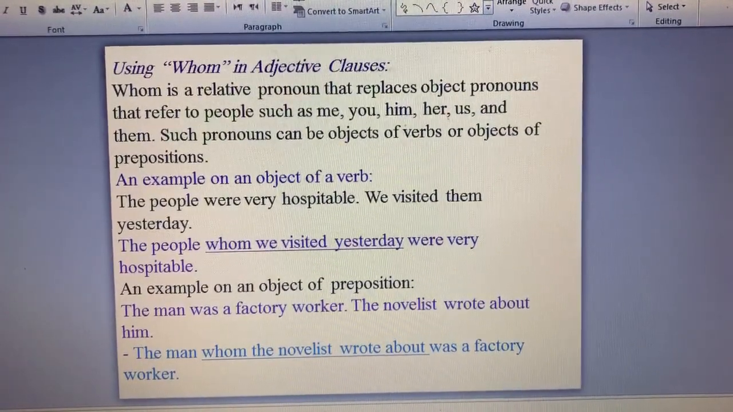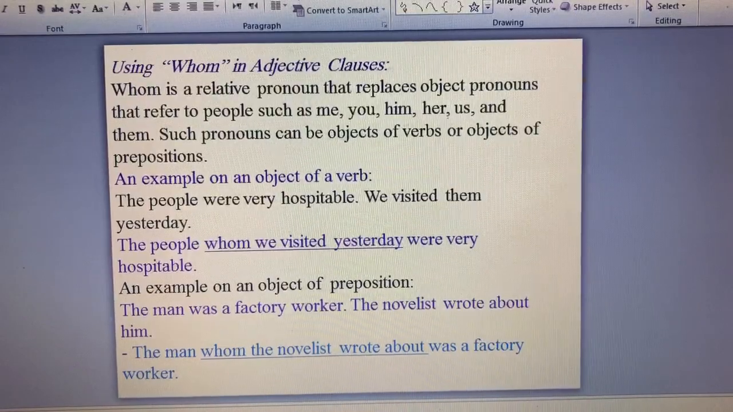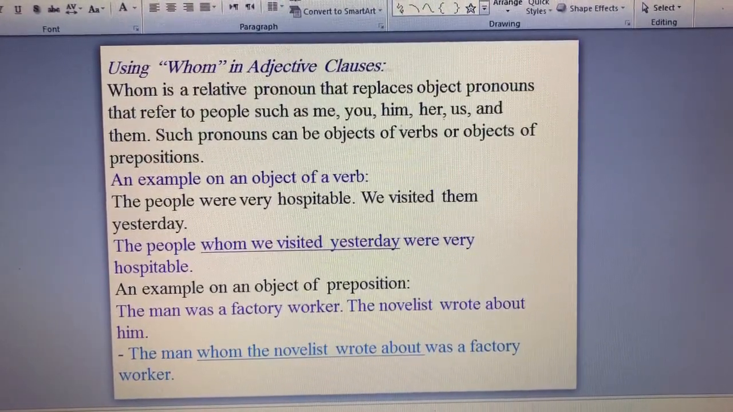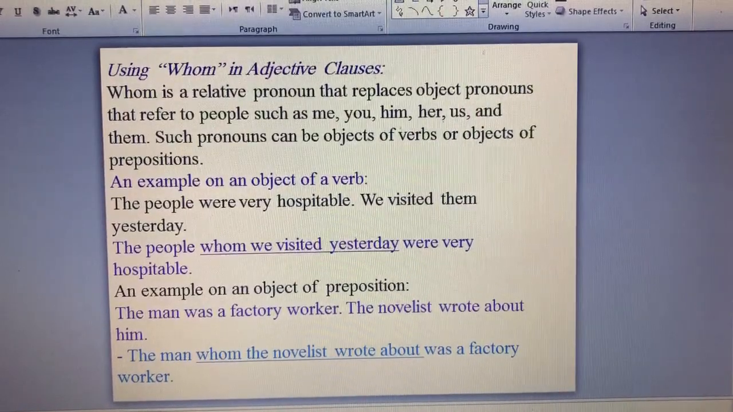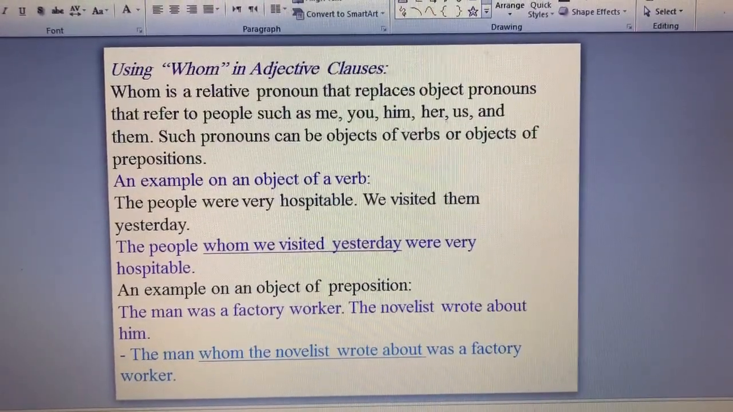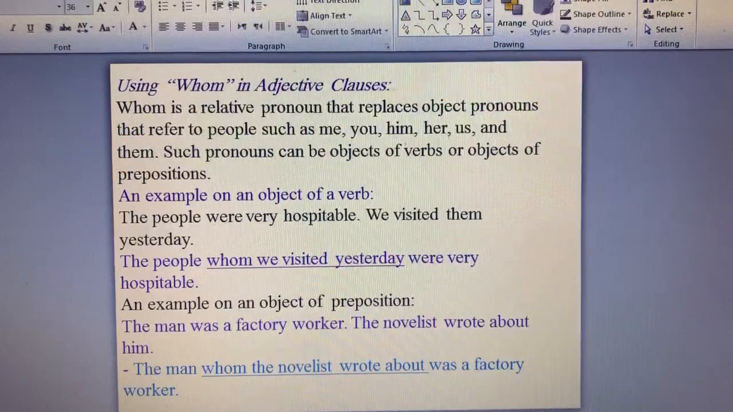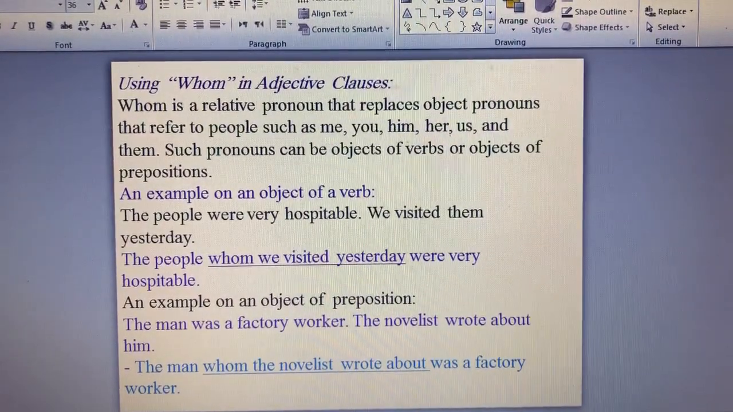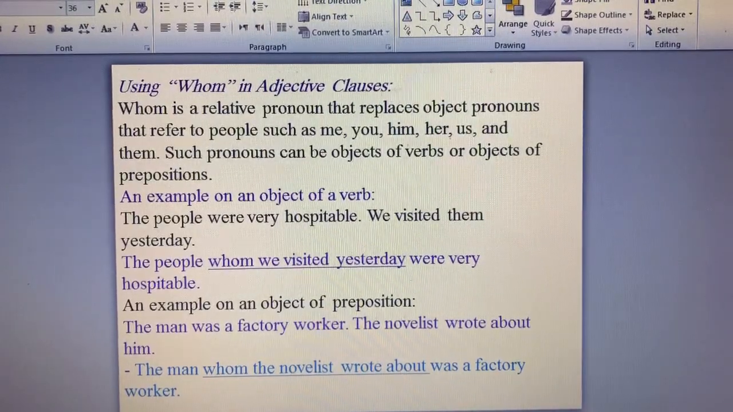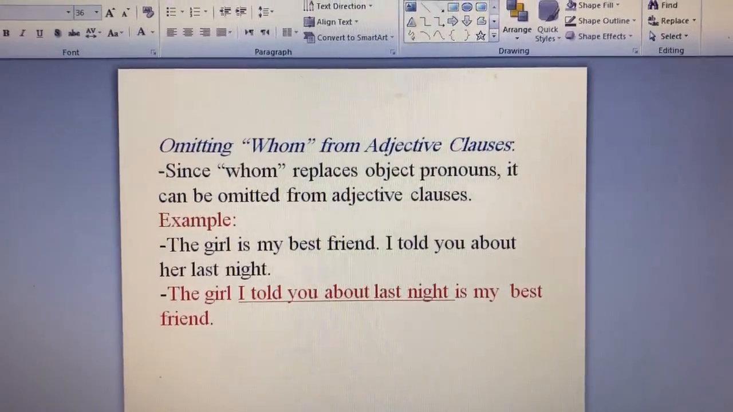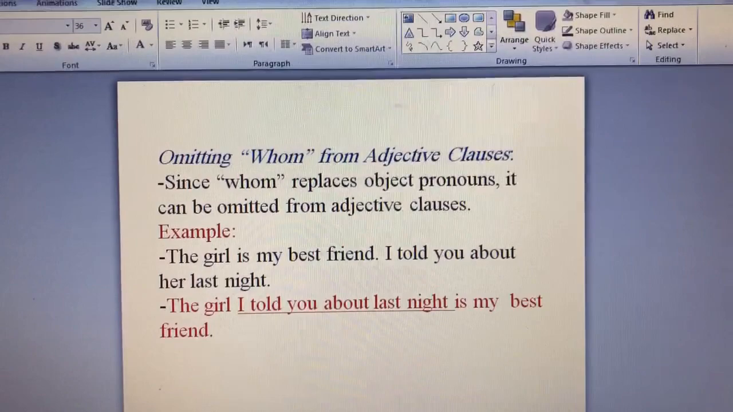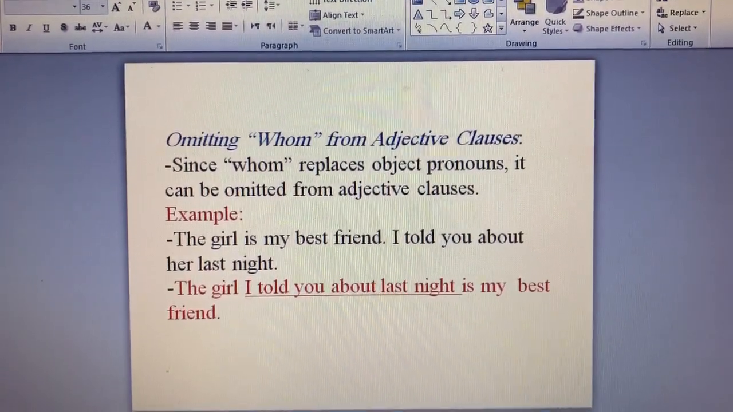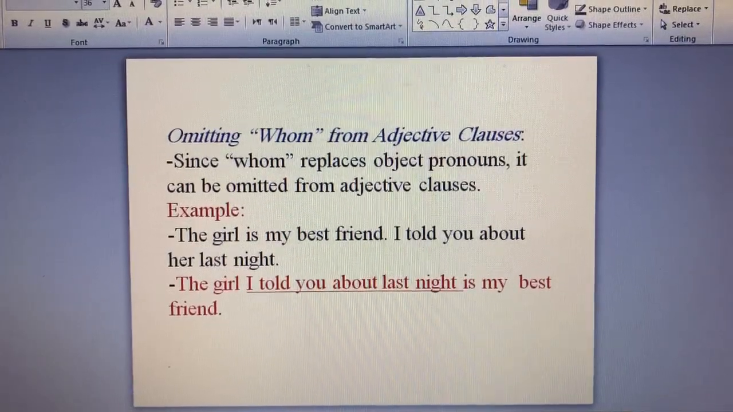Whom the novelist wrote about is an adjective clause describing the subject man. Whom, as I said, is the object. The novelist is the subject of this adjective clause, and wrote is the verb. I stopped at about because was is another verb that shouldn't be included in this adjective clause. Omitting whom from adjective clauses. Since whom replaces object pronouns, it can be omitted from adjective clauses.